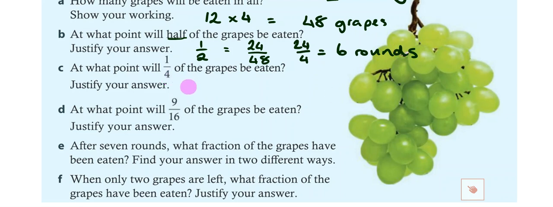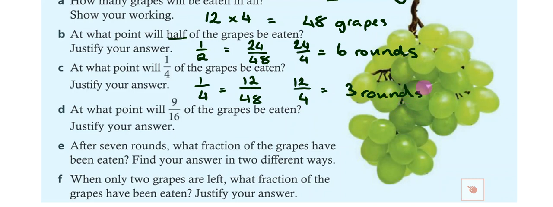At what point will a quarter be eaten? Well, we can write that as well. So 1/4 will be how many out of 48? It will be 48 divided by 4. 48 divided by 4, that's how you find a quarter, which is 12. And 12 divided by 4 is 3 rounds. Okay, so we've got 3 rounds for that.